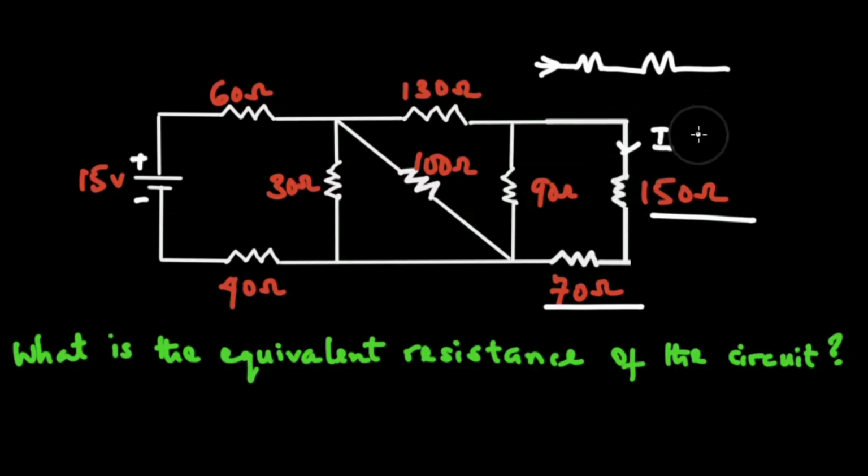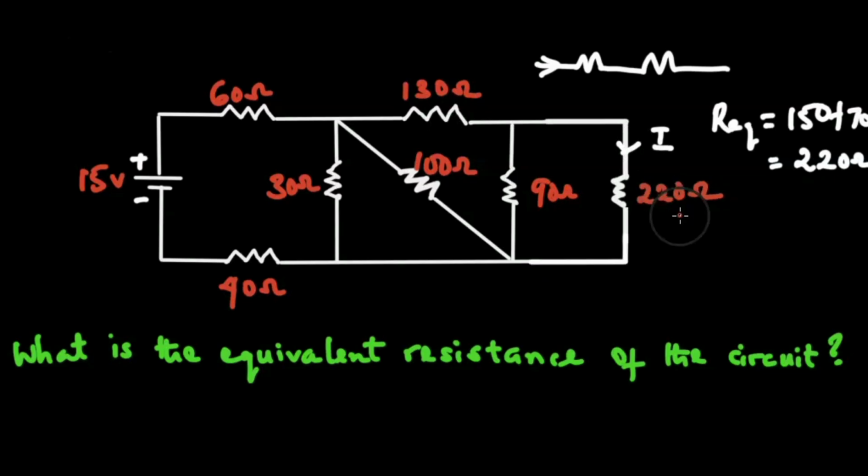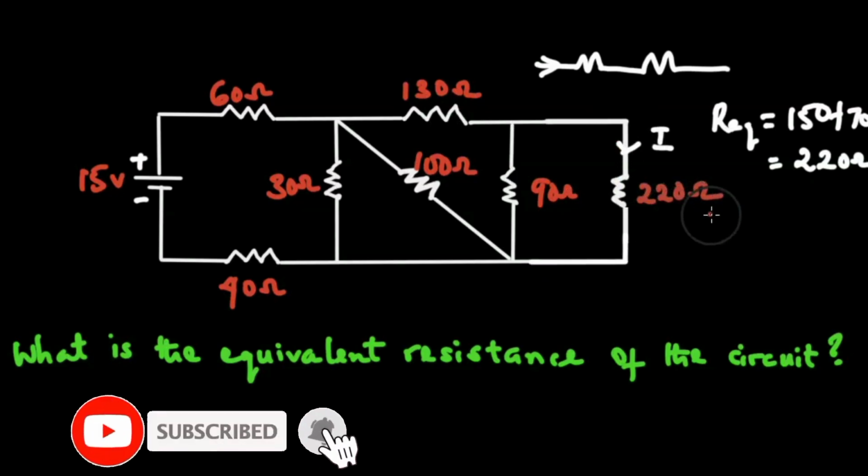So how do I find the equivalent resistance for a series circuit? R equivalent for these two resistors will be 150 plus 70. So 150 plus 70 is what? 220 ohms. So I'm now going to redraw this circuit and I'm going to have one resistor, which is the equivalent resistance. So let me redraw the circuit. So I have an equivalent resistance of 220 ohms.